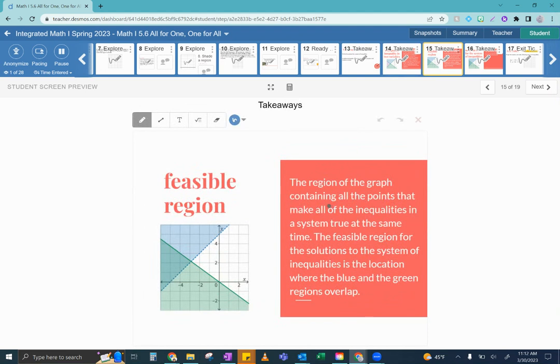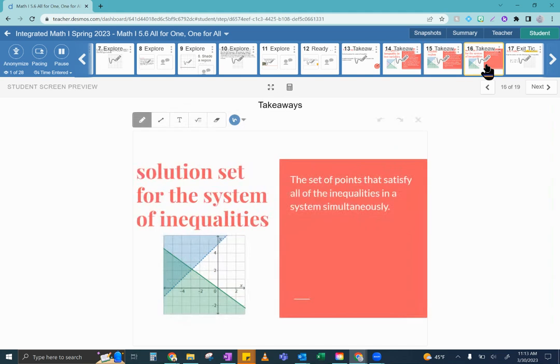The feasible region is the region on the graph containing all the points that make all the inequalities in a system true at the same time. The feasible region for the solutions to the system of inequalities is where the blue and the green regions overlap. Again, this is our feasible region. So a question I have for you: what about these points on the border? Are they solutions? This is another opportunity for you to wrestle with that. I will tell you, but right now I want you to think about it. And if you remember, put those in your Flipgrid so you can earn some extra points.